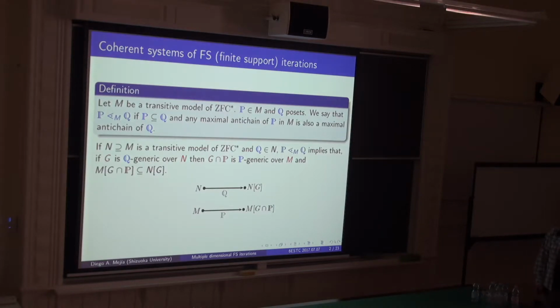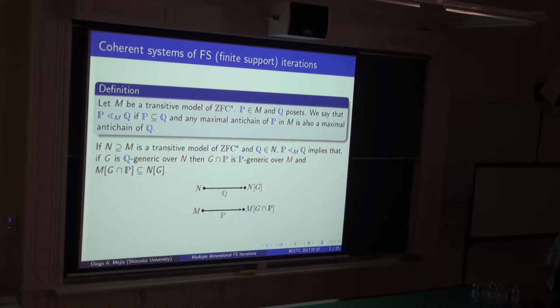So what's the point of this? If we have two models, M and N, where N contains M, and in each model we have a forcing notion, P in the model M and Q in the model N, then when P is a complete suborder of Q with respect to the smaller model M, the generic extensions will respect the same subset relation. If G is Q-generic over N, then the restriction of the generic set to P is P-generic over the small model. And when you look at the corresponding extensions, the M-extension is a subset of the N-extension.